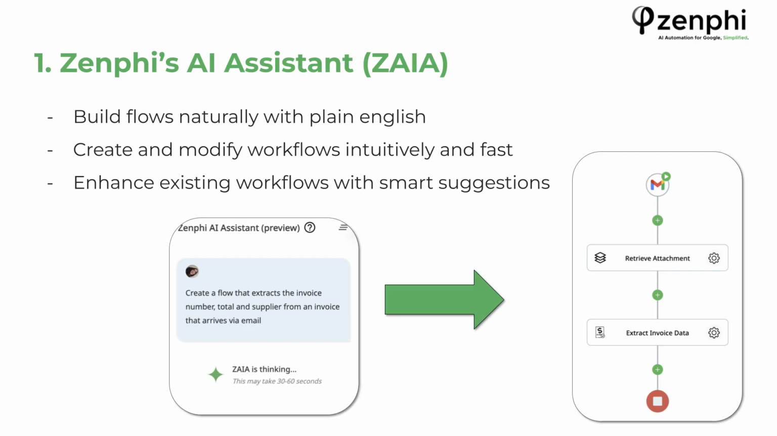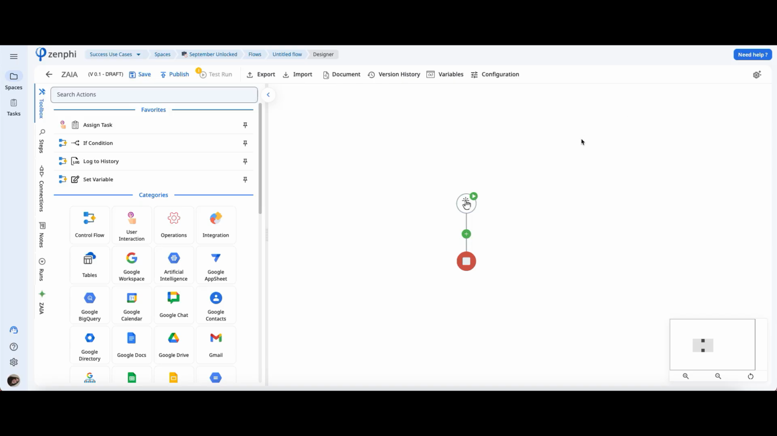First up is a game changer for building automations, the Zenphi AI assistant, or Zaya, which is now available right inside the Flow Designer. You can now generate a complete Zenphi flow simply by describing your use case in plain English. Zaya processes your requests, asks clarifying questions if needed, and then builds the flow for you within the Flow Designer. It's the fastest and most intuitive way to bring your automation ideas to life. Let me show you how amazing and easy it is to use this new feature.